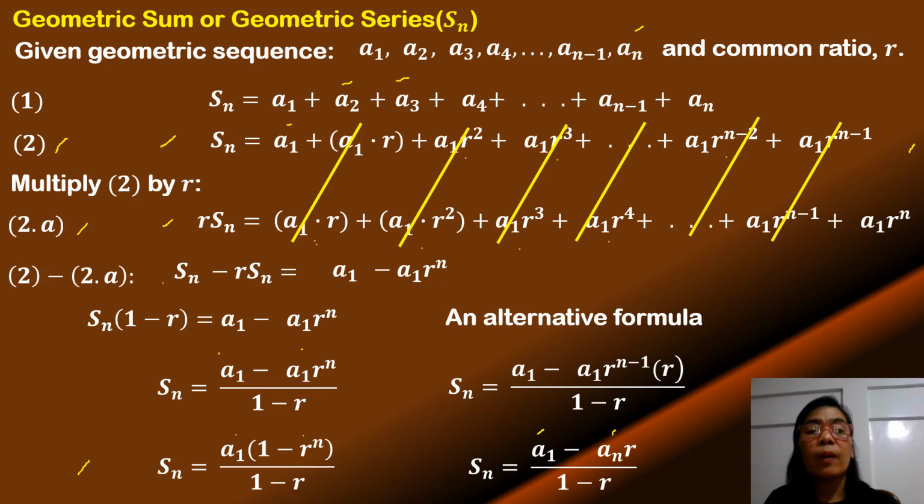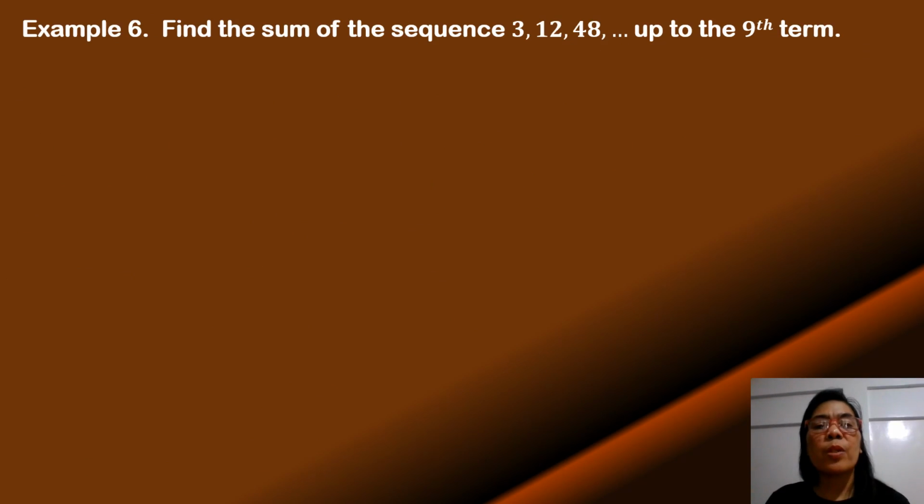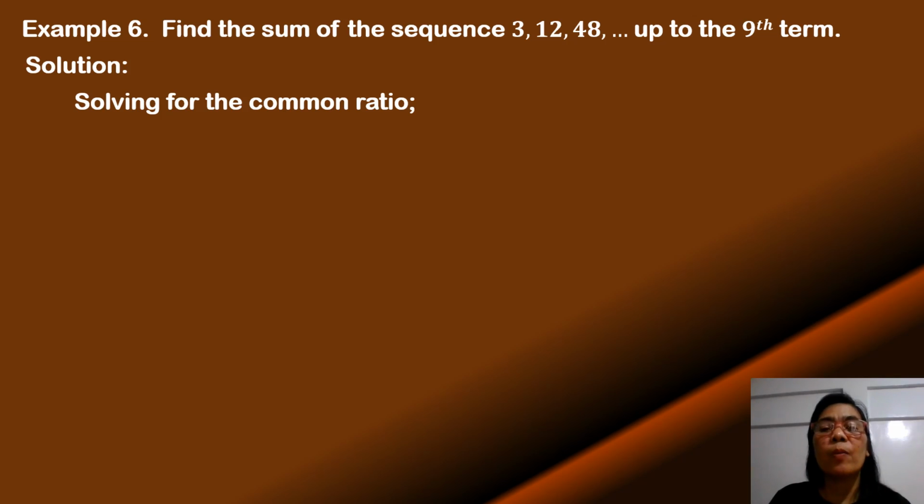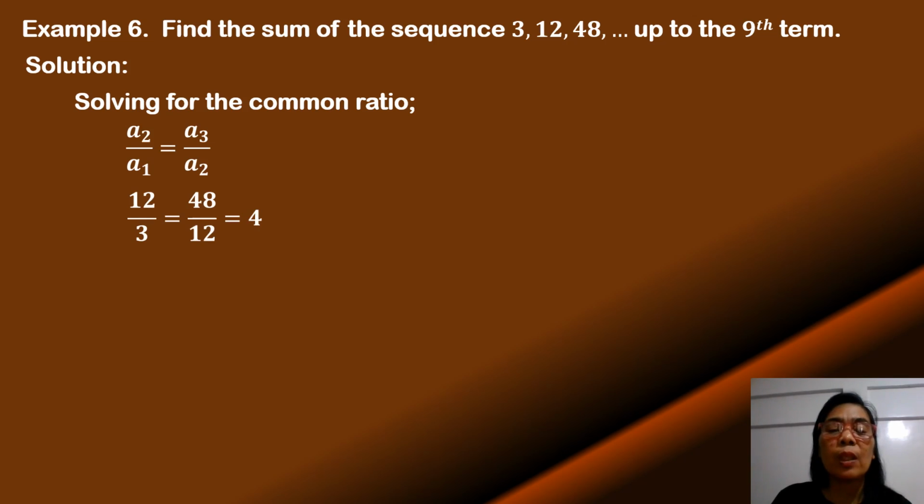Okay? Let us solve this problem to find the sum of the sequence 3, 12, 48 up to the 9th term. We start our solution by finding out if the sequence forms an arithmetic sequence. Since they do not have equal difference, we proceed with trying to find out if this is a geometric sequence. We have to look for a common ratio, that is a sub 2 over a sub 1 must be equal to a sub 3 over a sub 2. And so 12 over 3 is equal to 4, 48 over 12 is equal to 4. That means the common ratio is equal to 4.